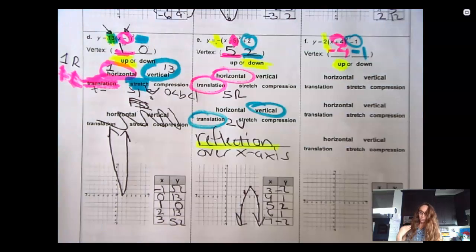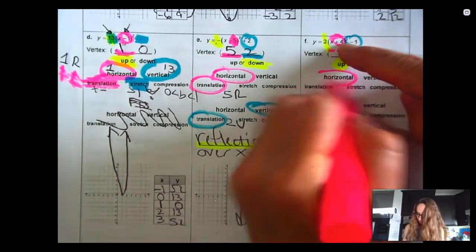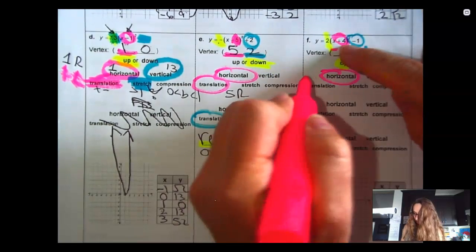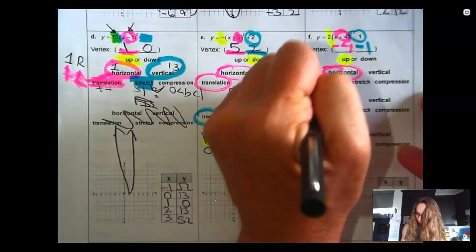All right, let's talk about the transformations. Let's talk about the 4 first. 4 is horizontal, and it's an adding or subtracting translation, not a straight shooter. 4 to the left.